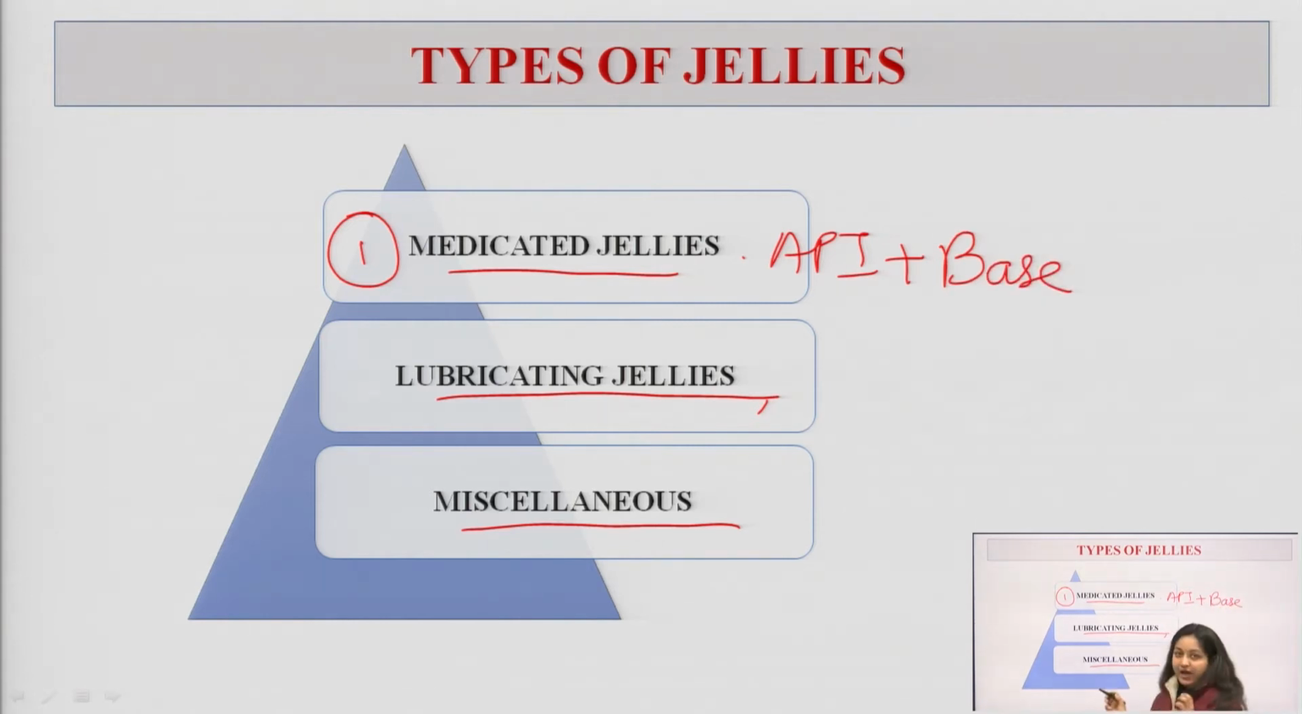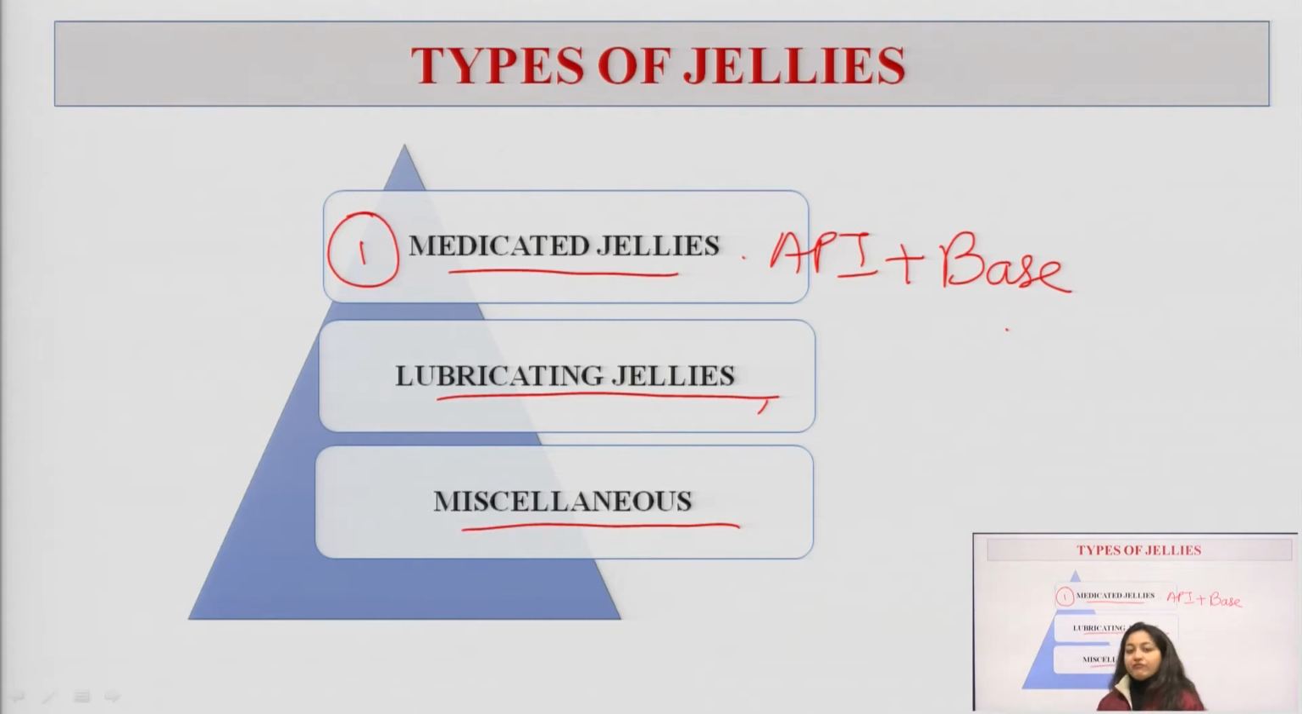Now, all of us are aware that API is nothing but active pharmaceutical ingredient. What is base? Base is that into which our API is incorporated, because without a base our API cannot be given to a patient. We cannot administer API directly to a patient. For that purpose, we need a certain vehicle. That vehicle is nothing but your base.